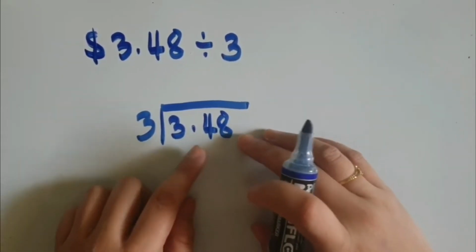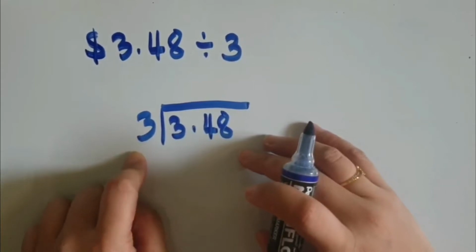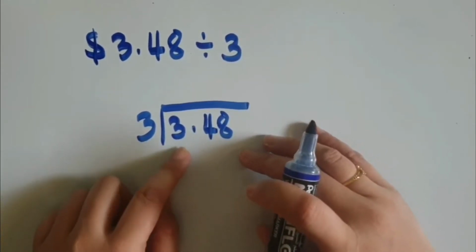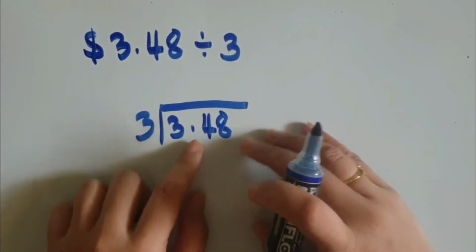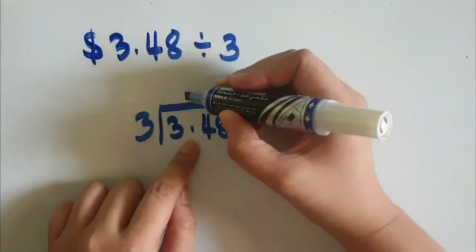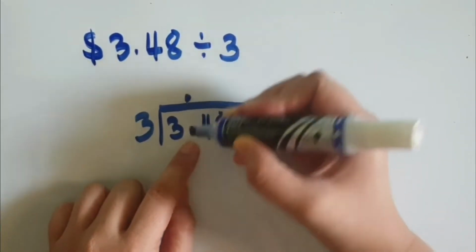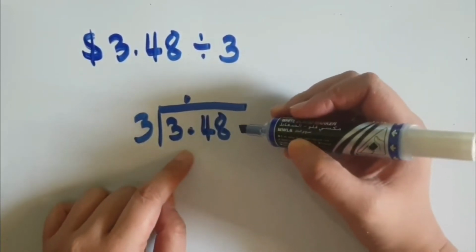So, the dividend should be inside the division symbol, while the divisor is outside the division symbol. Now, in division, we have to align our decimal points. Now, our quotient will be written above the dividend. So, that means your decimal point will be there. It's important that you put it first so you will not forget it later.